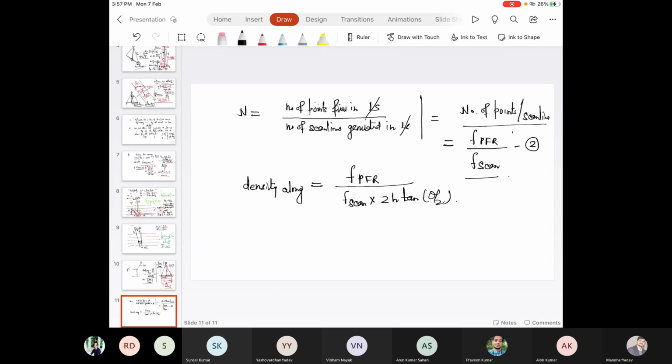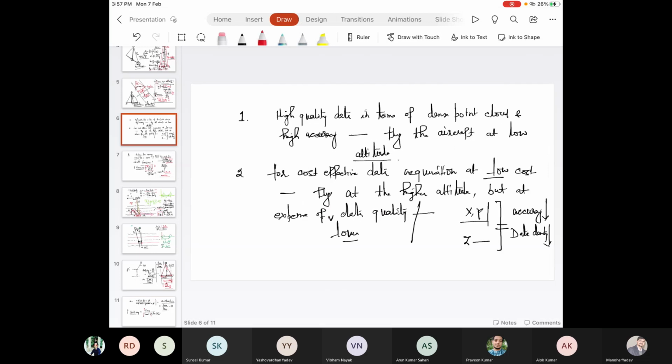Now see, this is a density. If you want high quality data, then obviously it should be high. So if you want to increase this density, it's directly proportional to PFR. You need to increase it. You need to decrease the rotating speed of the mirror. Then only can you obtain a high density along the scan line. Further, you need to decrease the flying height. We have already discussed over here. Just see. Data density will decrease when you fly at a higher altitude.